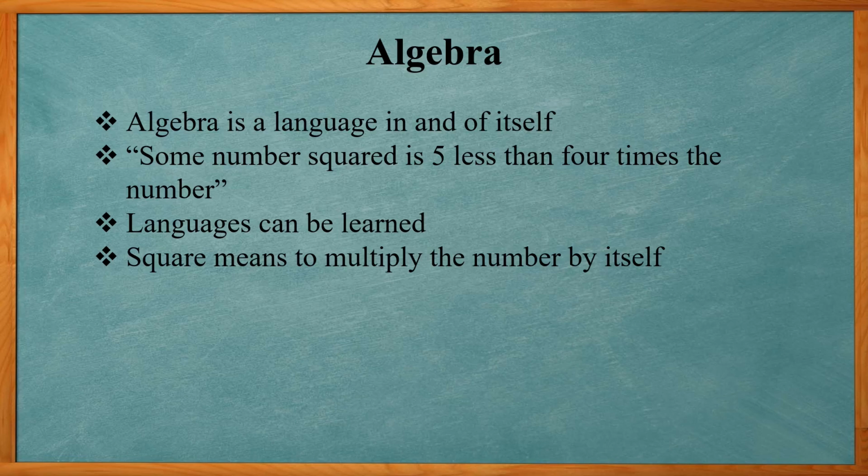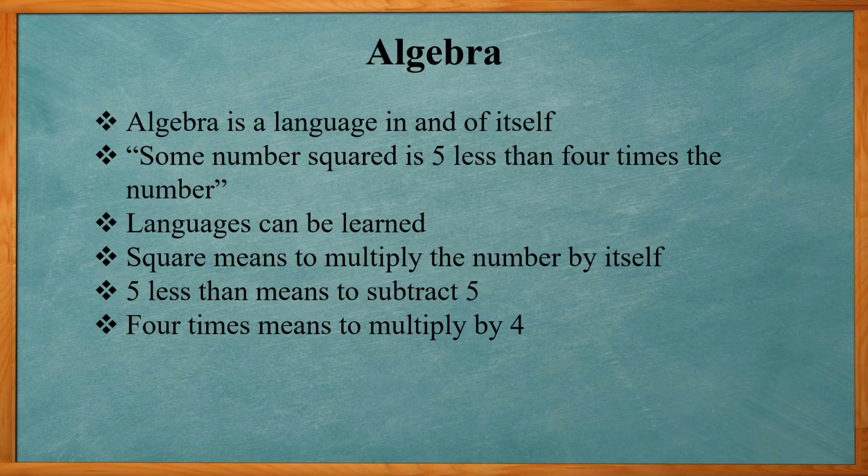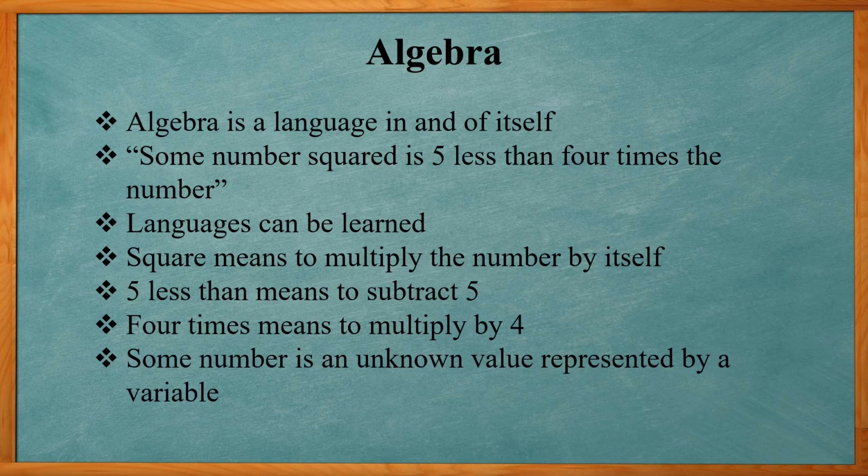So we look at this. Square means to multiply the number by itself, something squared. So 5 squared is 5 times 5. And 5 less than means to subtract 5, so I'm going to subtract 5 from something. If you look at 4 times, that means to multiply something by 4. And then some number, in algebra, the unknown value is going to be represented by some variable, typically x.